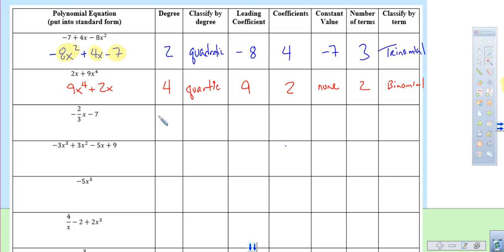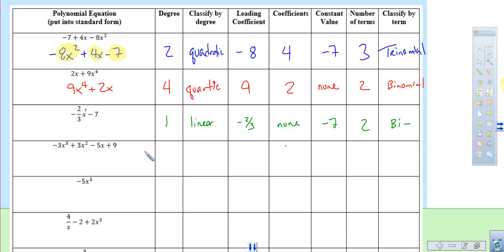The next one, our degree is, well, it's understood. There's an understood 1 right there. So this is called a linear function. The leading coefficient is negative 2/3. I don't have, in this case, any other coefficients. I just have a constant. I have two terms, so once again, we call that a binomial.